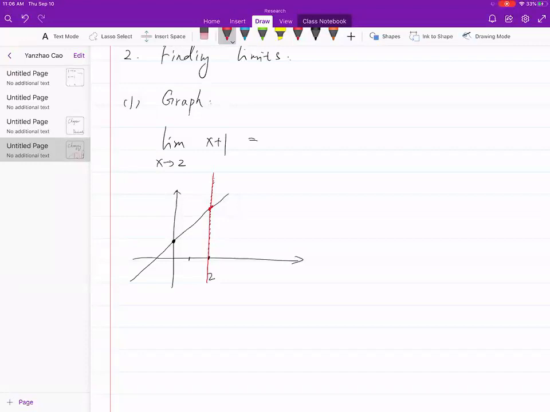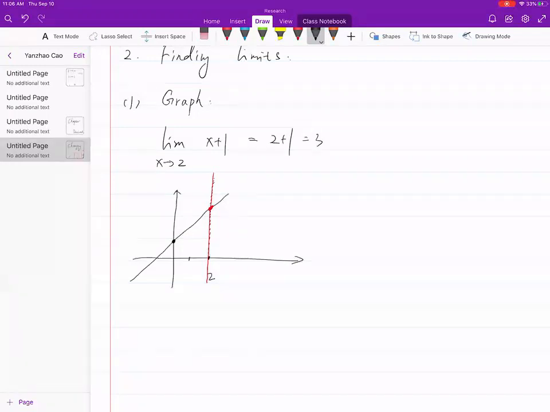Okay. Now let these two points go closer and closer and closer to each other, which means my x approaches 2 to be as close as I want. I'm just going to guess the point is right here. That is on the function, which is 2 plus 1, which is 3. Make sense so far?